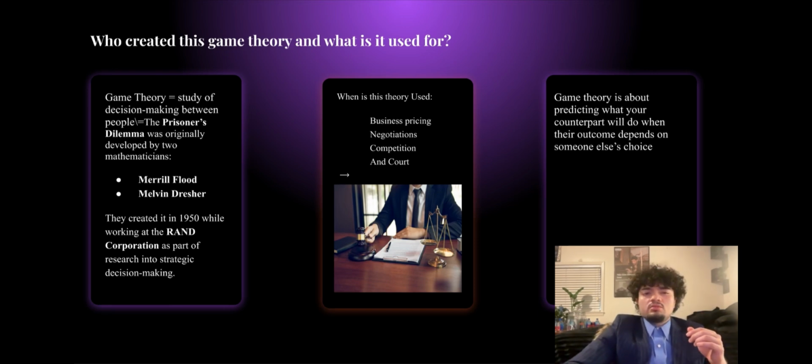Who created game theory? And what is it used for? Well, this game theory, Prisoner's Dilemma, was created in the 50s by two mathematicians by the name of Merrill and Melvin. What is game theory used for? Business pricing, negotiations, competing, and yes, you guessed it, court when the prisoner has a dilemma in his hands. Game theory is about predicting what your counterpart will do when their outcome depends on someone else's choice.